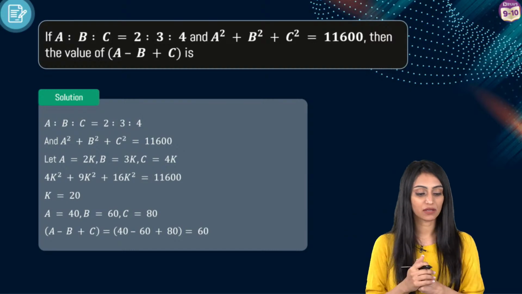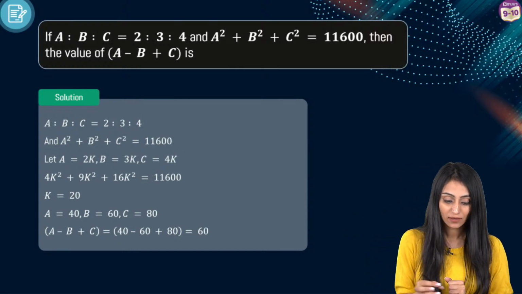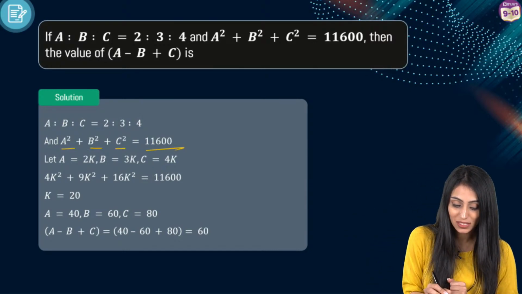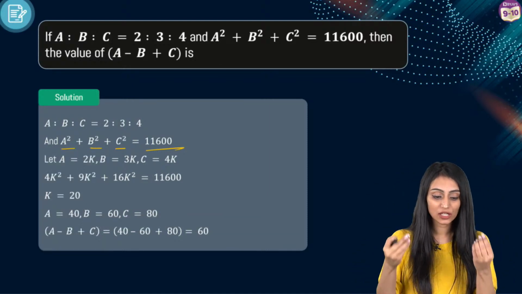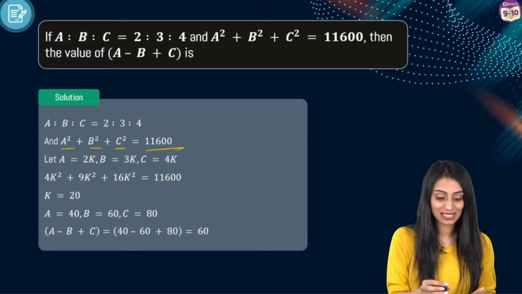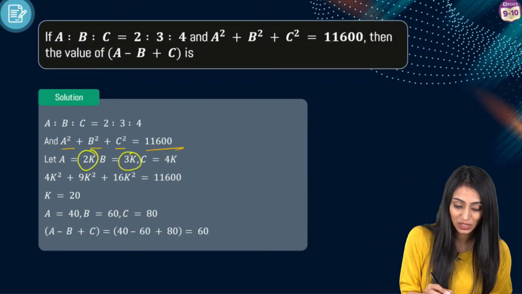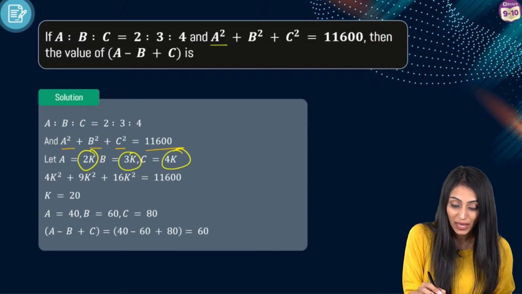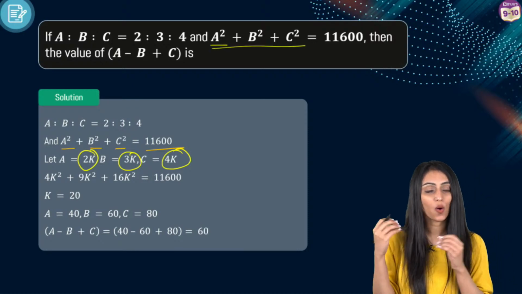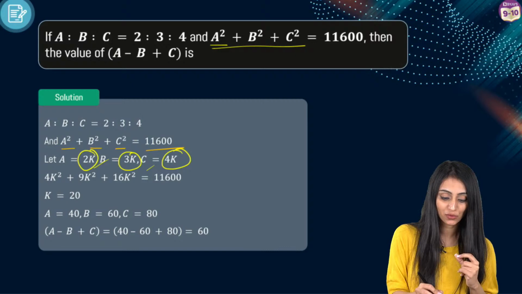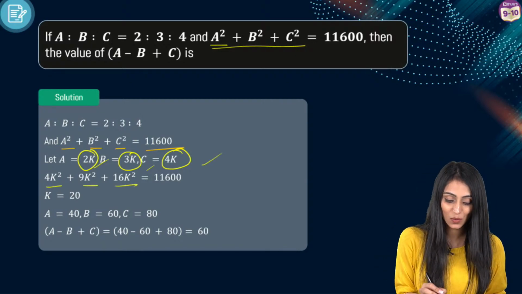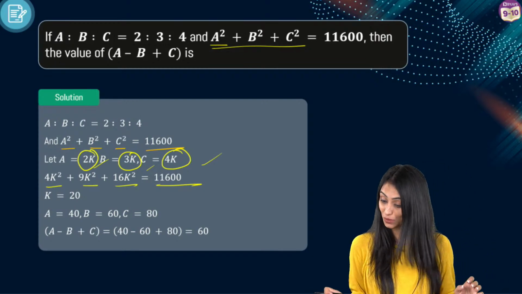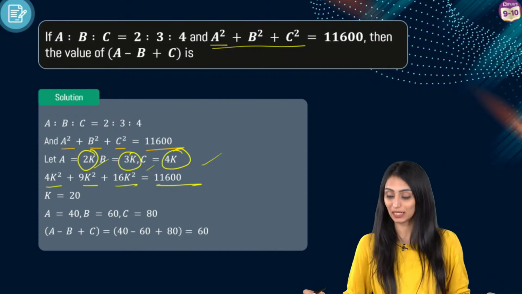So the ratio of the numbers is given, 2 is to 3 is to 4, right? And we're already given that A square plus B square plus C square is 11,600, right? Now, since the ratio is given, we can assume variables: A could be assumed as 2K, B as 3K and C as 4K. So I'm replacing all these A, B, C with 2K, 3K and 4K. So this becomes 4K square plus 9K square plus 16K square equals 11,600. Any doubts still here? Quickly.